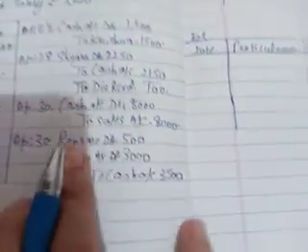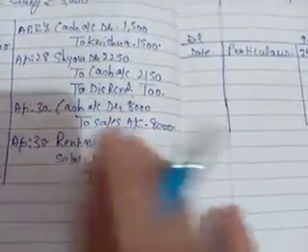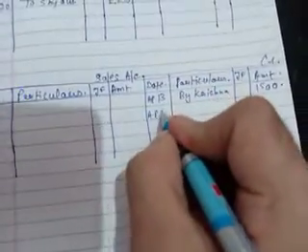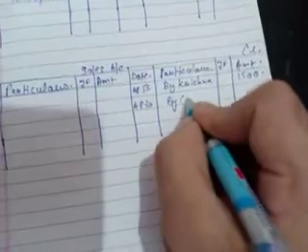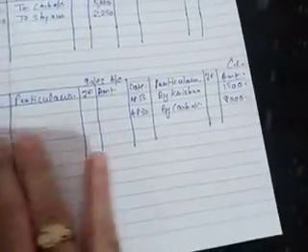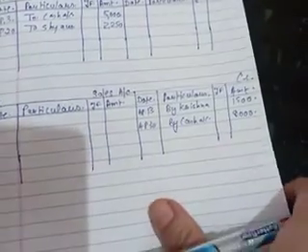Is there any other entry for sales? Yes, it is. April 30th, cash to sales. We will hide sales. We are left with by cash 8,000. April 30th, by cash account 8,000. This is how you have to prepare the various accounts. This is how the ledger is prepared.